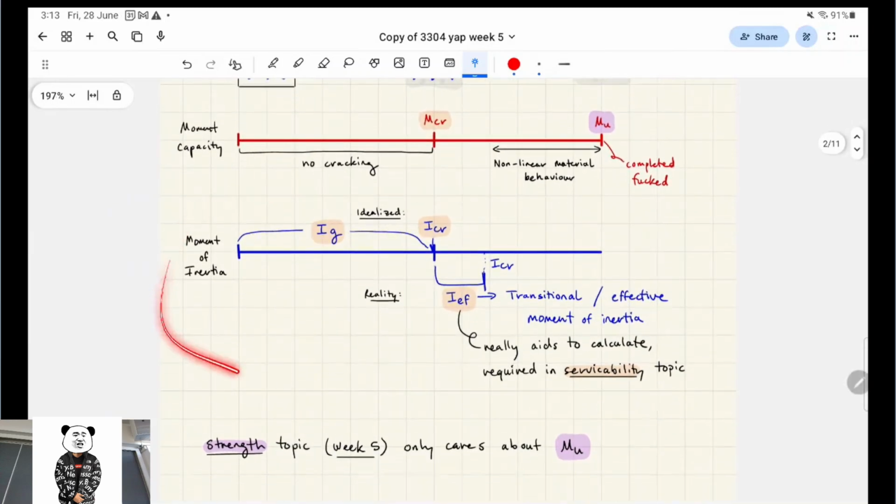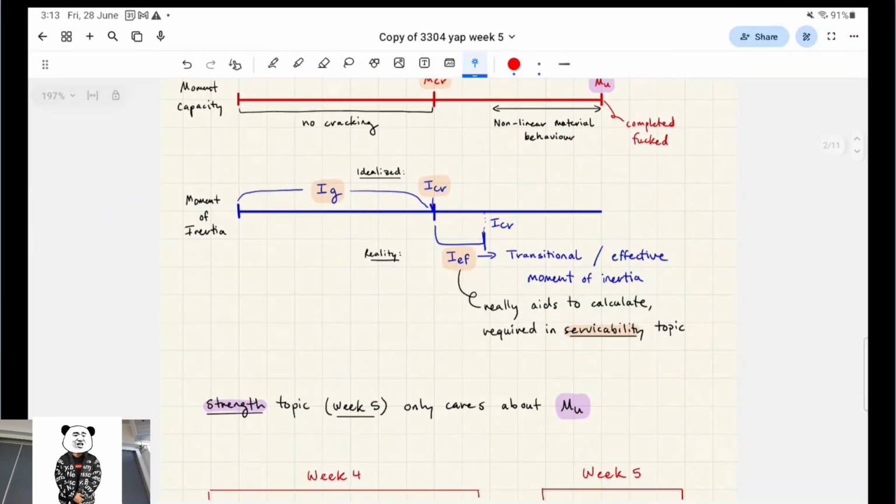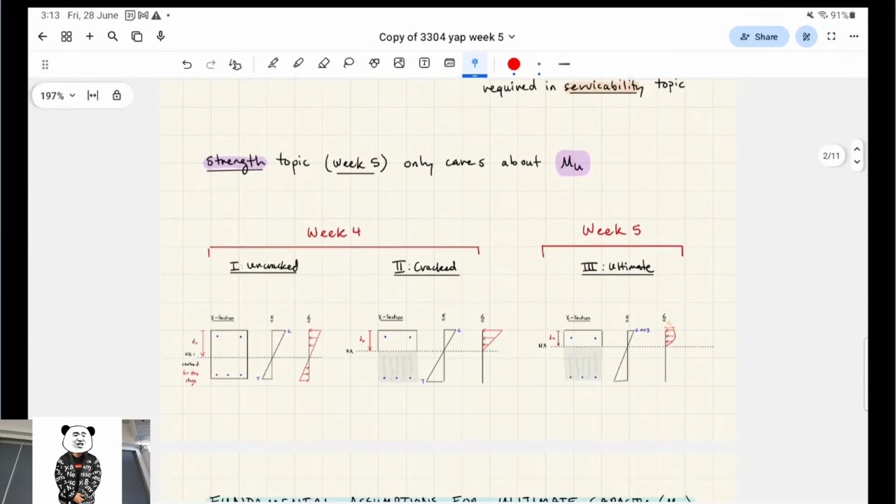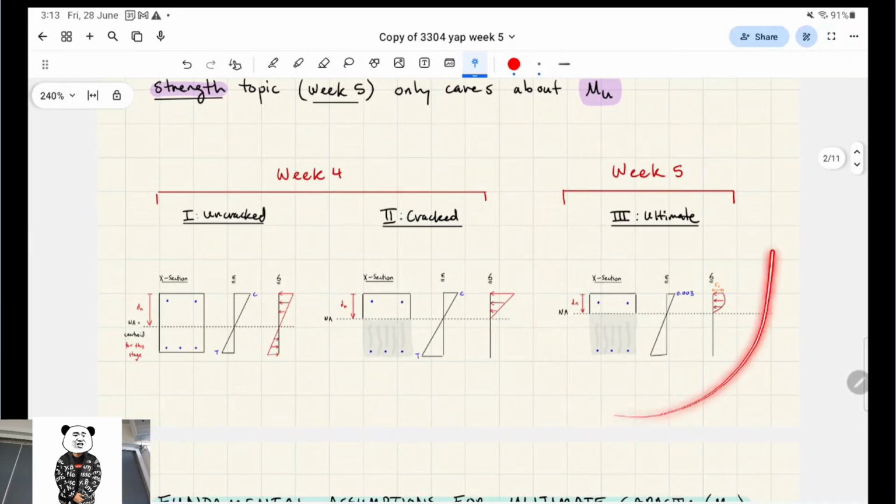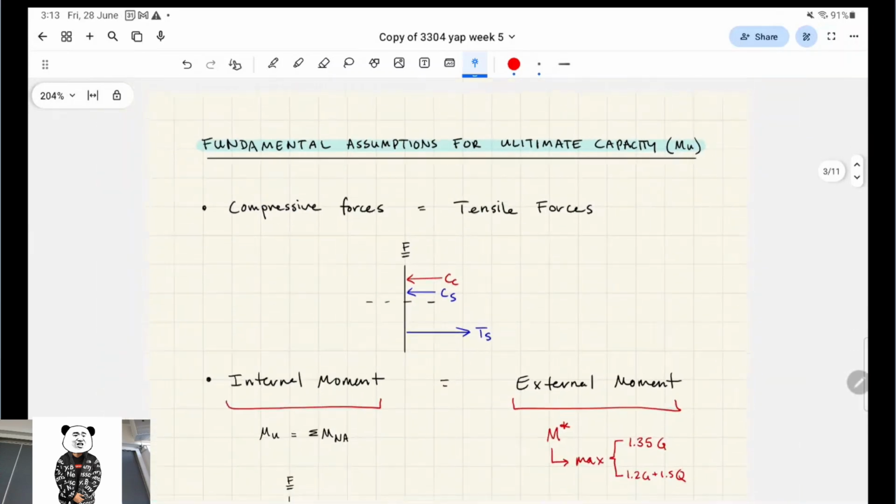Moment of inertia, the good news for you guys is we don't have to worry about the moment of inertia for the ultimate stage. Moment of inertia calculations are more to do with the cracked stage and serviceability design a little later on. And yeah, it'll look something like this, so I'll just get into it.